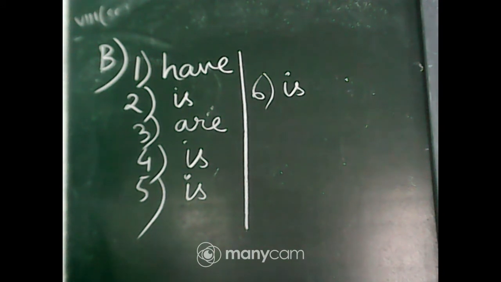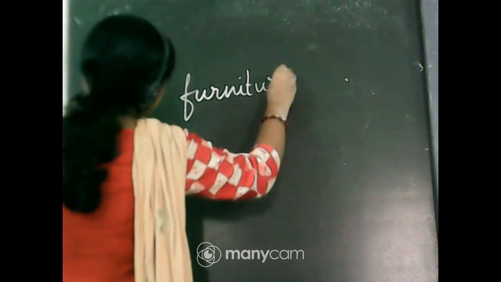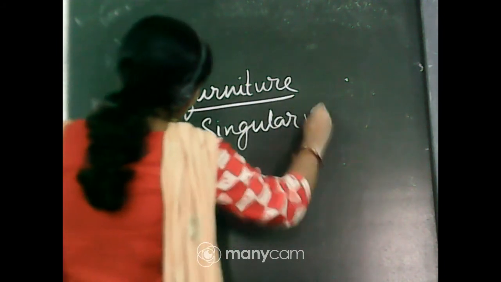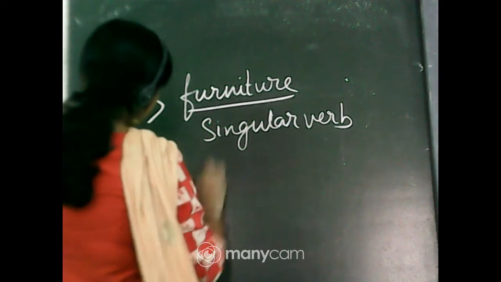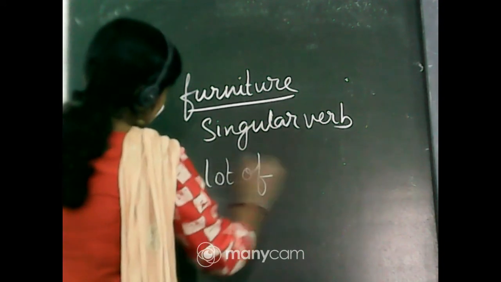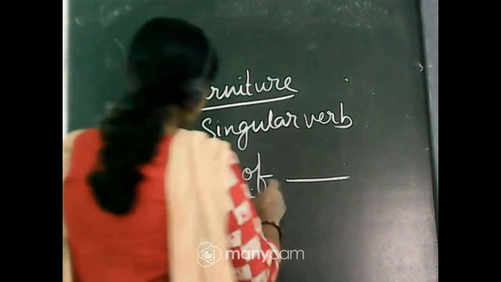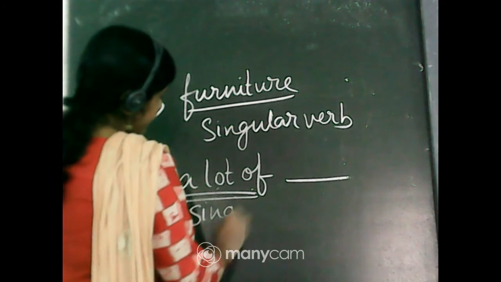Just like I told you, police is always plural. Similarly, furniture is always singular. Even though I mean the whole room of furniture, furniture will always take a singular verb. These facts are given in your book, so you don't have to write. If I say a lot of something, then because a lot of is given, it will always be a singular verb.